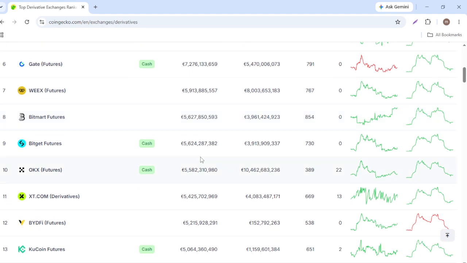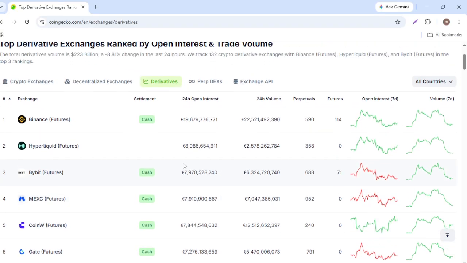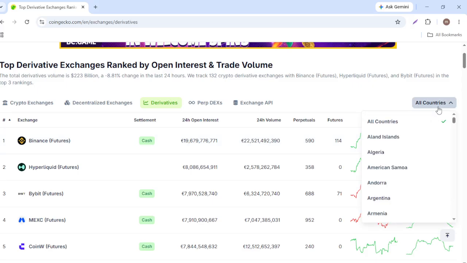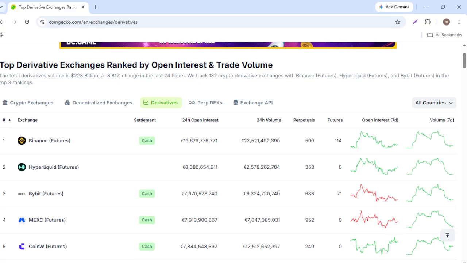Before you deposit a single cent into a new platform, run this audit. Is the trust score green? Is the volume organic? And is the exchange actually regulated in a jurisdiction that protects your assets? CoinGecko gives you the raw data. It's up to you to interpret the risk. Stay skeptical, stay audited, and keep your capital safe. And that's how to check exchange rankings on CoinGecko.